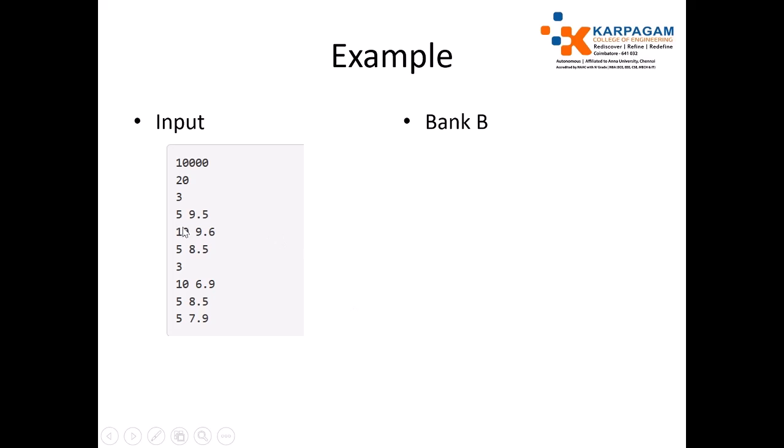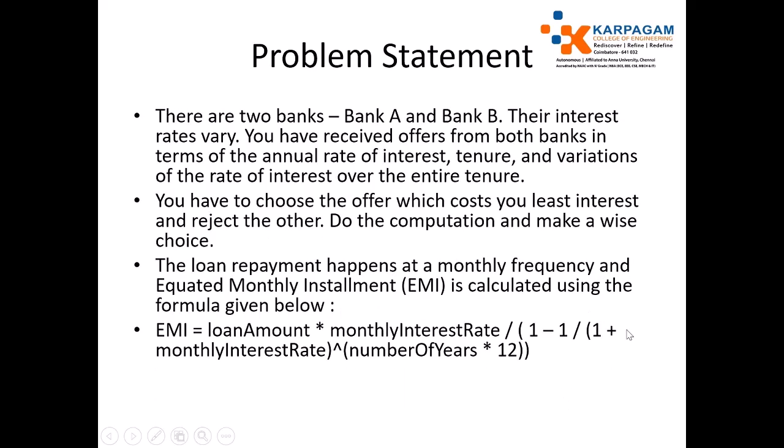Okay. This way we have 3 lines. Next we have N2 equal to 3, so we get 3 lines. Years and interest rate will be inputted for every line. The output will be bank B, because bank B offers less interest rate when compared to bank A. So I will tell how to calculate by using this formula.